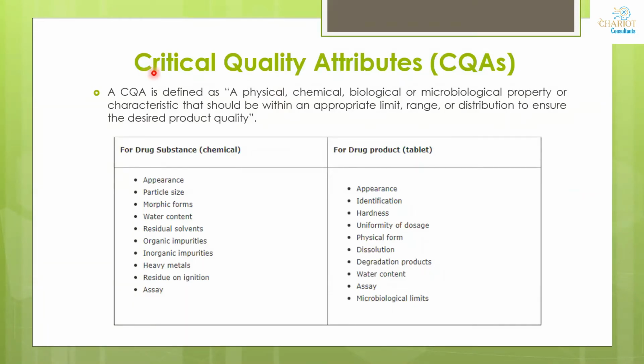Now we are going to discuss critical quality attributes. So basically CQA is defined as a physical, chemical, biological or microbiological property or characteristic that should be within an appropriate limit, range or distribution to ensure the desired product quality. So basically whatever attributes are critical to your quality, those are called critical quality attributes. Whether it is your physical parameter, your chemical parameter, it may be biological, it may be microbiological, anything which is important for the quality of your product.